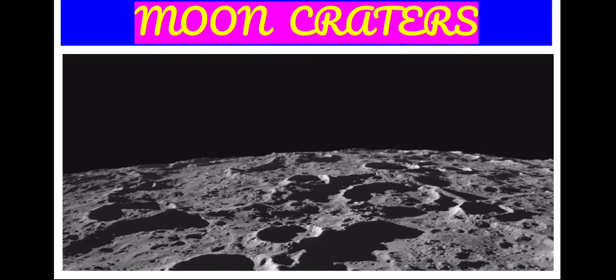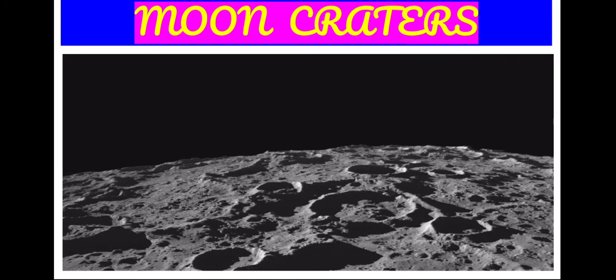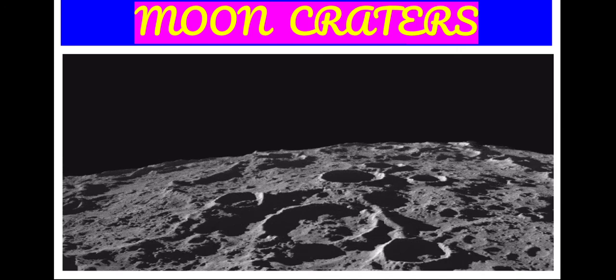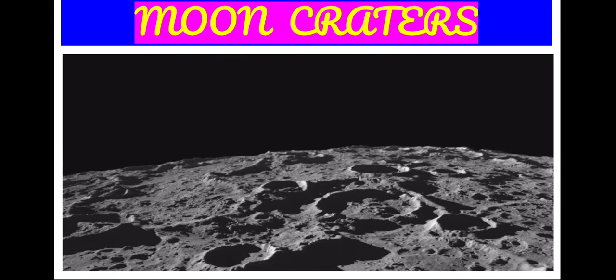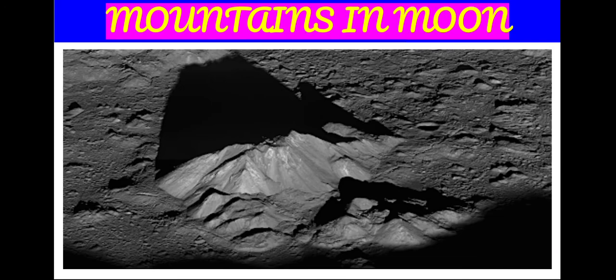If we observe the pictures of the moon, we can see huge holes on the surface. They are called craters. At the same time, we can observe mountains also on the moon. Do you know who stepped on the moon first? Yes, of course, Neil Armstrong. In 1969, he was the first human to land and walk on the moon. Even now we can see his footprints on the moon.